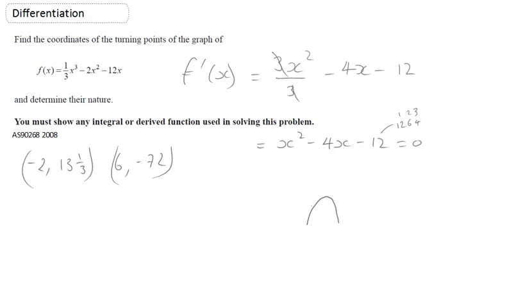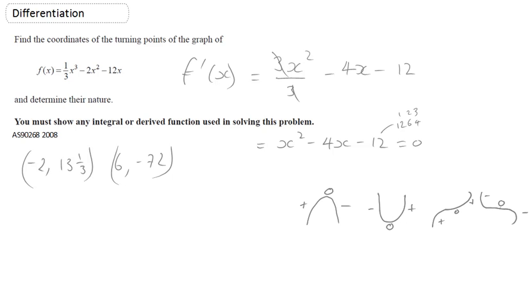A maximum does that. So therefore the gradient is positive, 0 and then negative. A minimum does that. So the gradient's negative, 0 and then positive. And then we had these 2 points of inflection where it's positive and 0, or negative and 0.